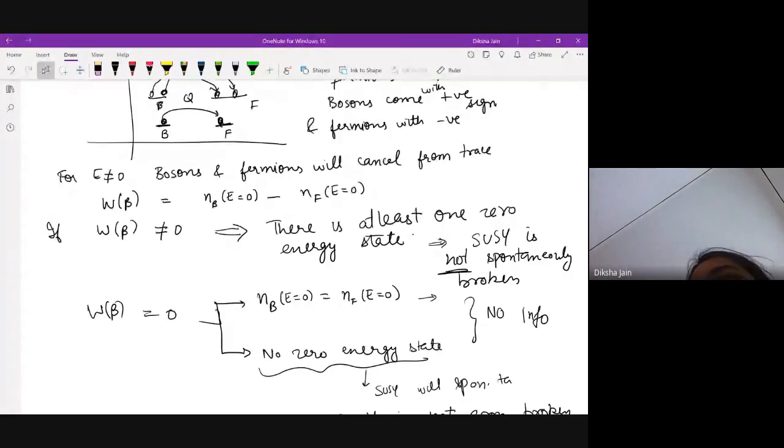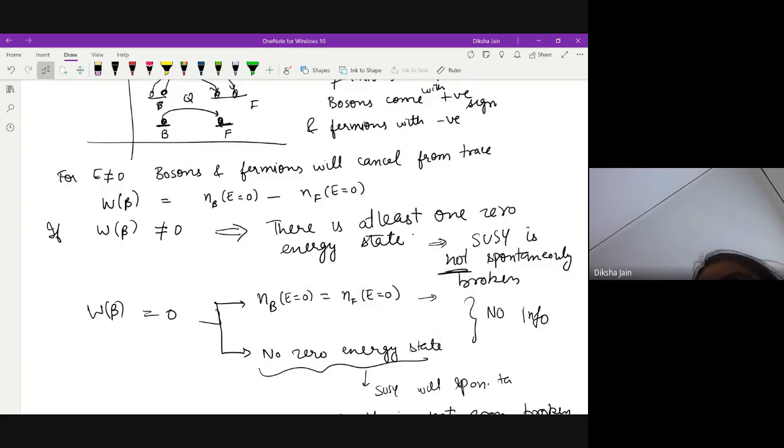And we already noticed that the zero energy states need not be paired, because when you apply the Q operator on a zero energy state, you get zero. So you do not get the corresponding fermionic or the corresponding bosonic state. So it might be paired or it might not be paired. You do not know. So if the Witten index is non-zero, this will say that there is at least one zero energy state, even if they are not paired.